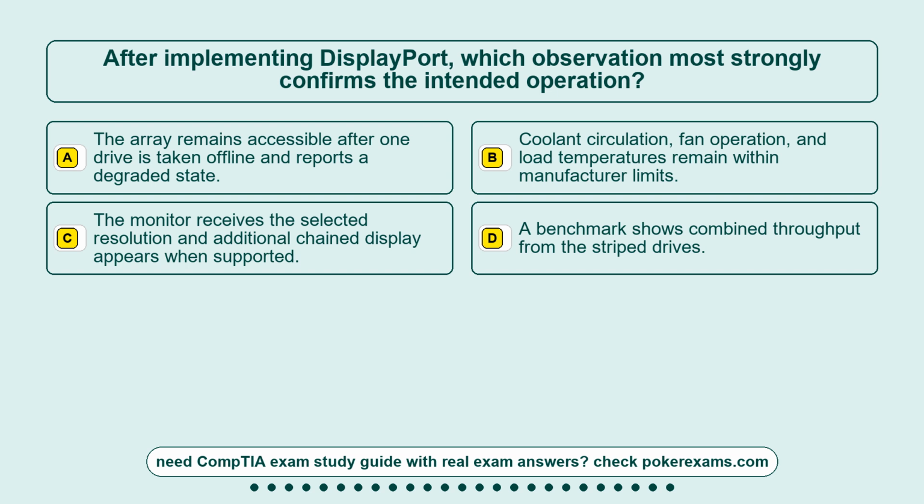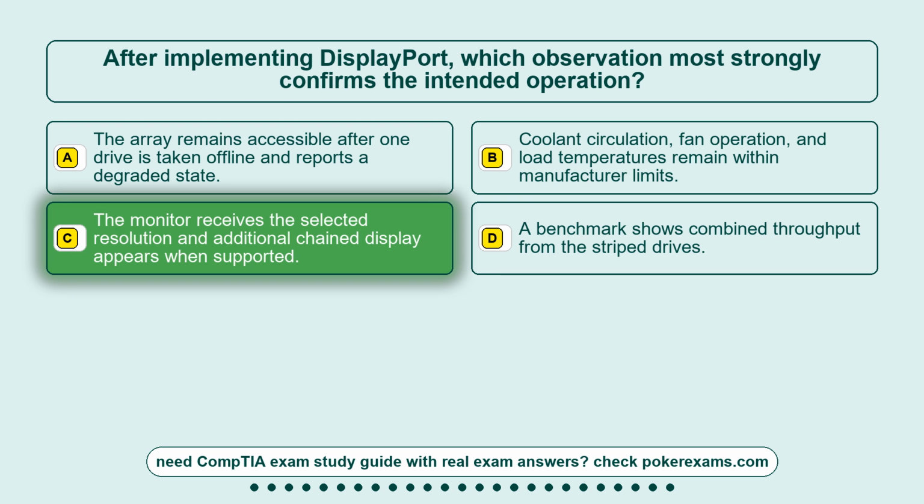Option D. A benchmark shows combined throughput from the striped drives. The correct answer is option C. The monitor receives the selected resolution and additional chain display appears when supported.